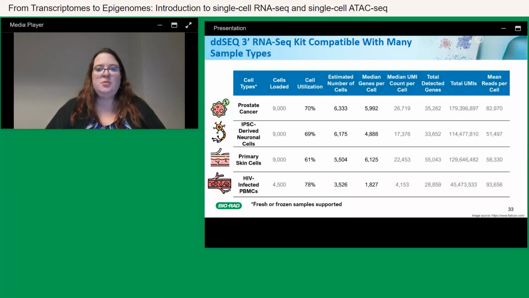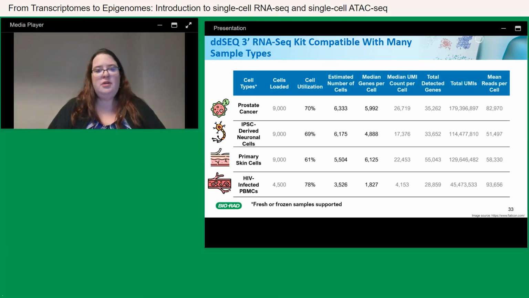Furthermore, we have run multiple other sample types beyond normal PBMC cells using our DD-seq 3' RNA-seq kit. This includes prostate cancer, iPS cells, derived neuronal cells, primary skin cells, and HIV-infected PBMC cells. All of these samples have a cell utilization between 60% to 78%. Additionally, we captured a number of genes and UMIs of expected values for each sample type. Since each sample type has a different transcriptomic load, we expect the number of genes and UMIs to be sample-specific.